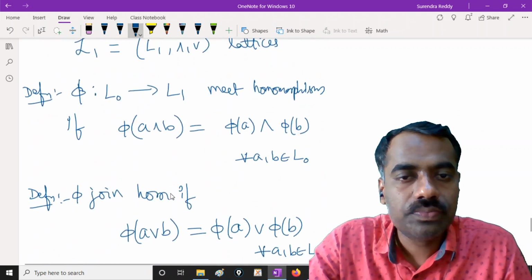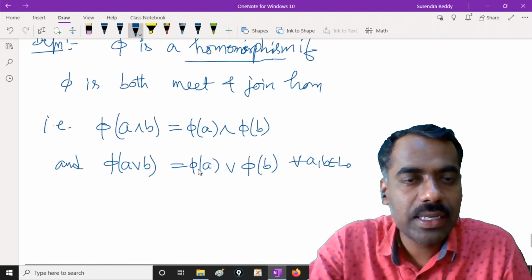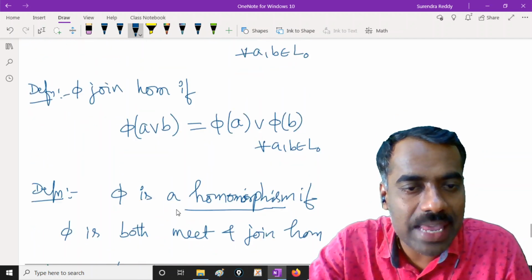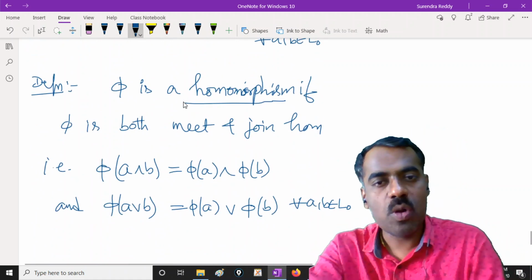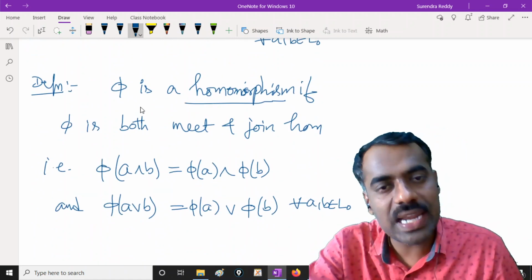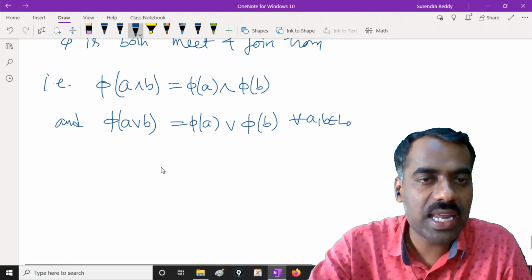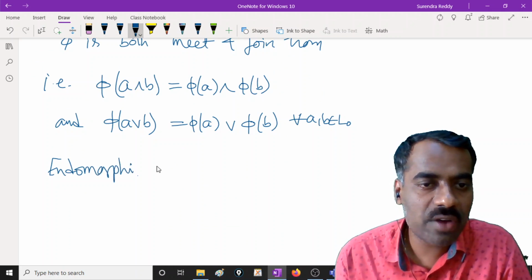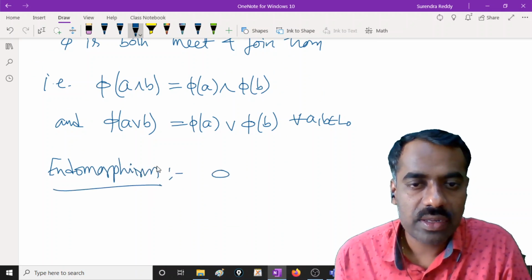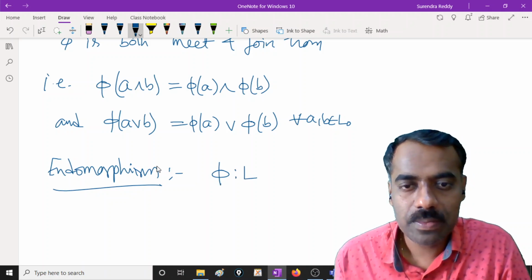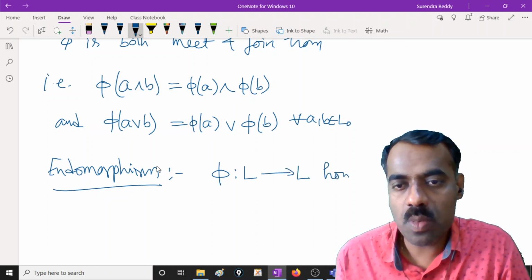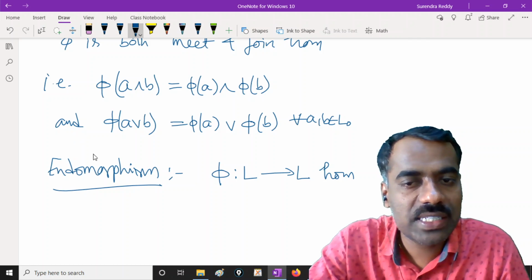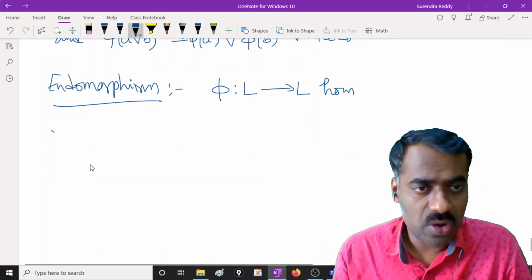Now, if L0 and L1 are both the same, that means a homomorphism phi from a lattice to itself, then we say it is an endomorphism. What is meant by endomorphism? A homomorphism phi that maps from L to L. Any homomorphism from the same lattice to itself is called an endomorphism. Is this clear? Now you know what is meant by isomorphism.